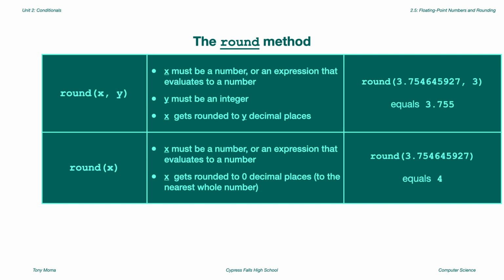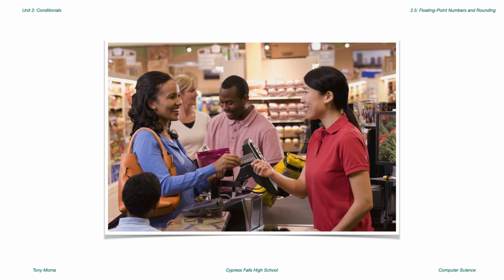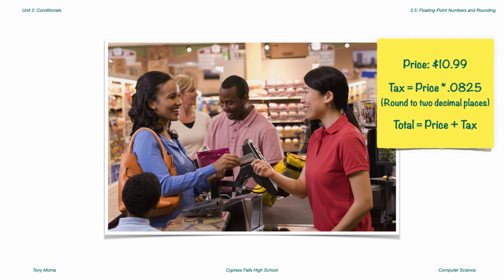Now, you may be wondering, if we use the round method whenever we compare floats, wouldn't that decrease the accuracy of our programs? And to that, I would say not necessarily, because in the real world, we usually only care about the first few decimal places. Very rarely do we care about the numbers beyond that. For example, at a retail store, when we compute sales tax, we take the price, multiply it times 0.825, then round that result to two decimal places before computing the total price. For many real-world applications, just like with sales tax, we typically only care about the first few decimal places.